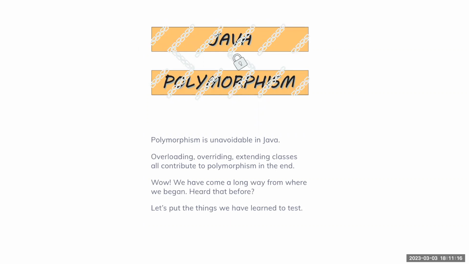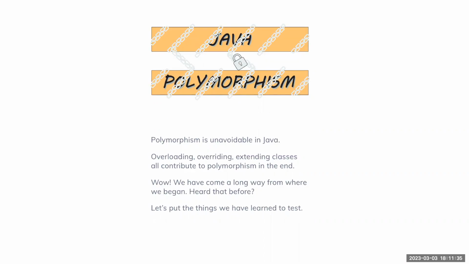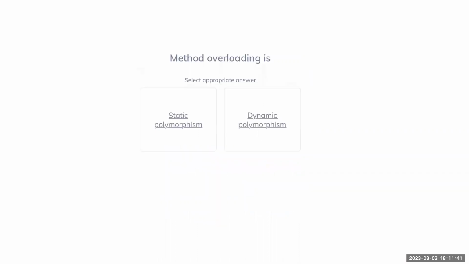So when it comes to polymorphism, polymorphism is unavoidable in Java because overloading, overriding, and extending classes all contribute to polymorphism at the end. So let's have some quiz on Java polymorphism.